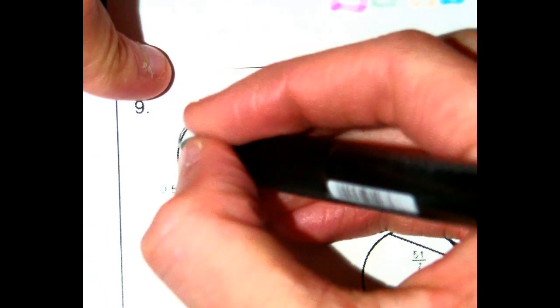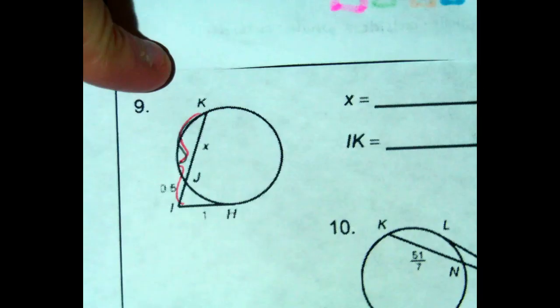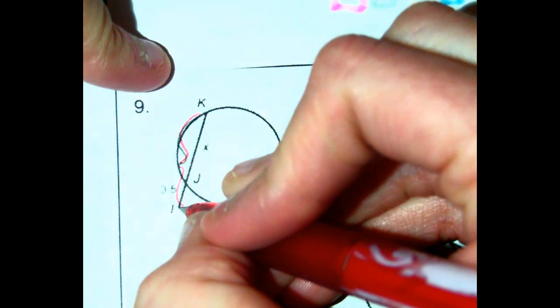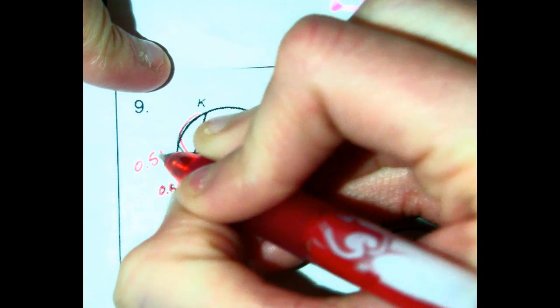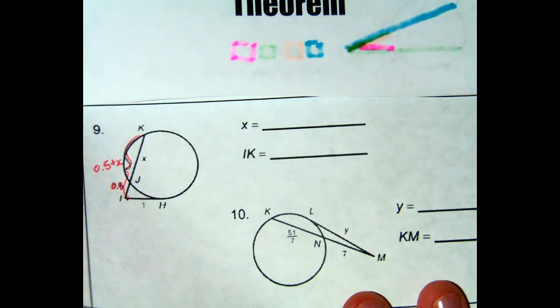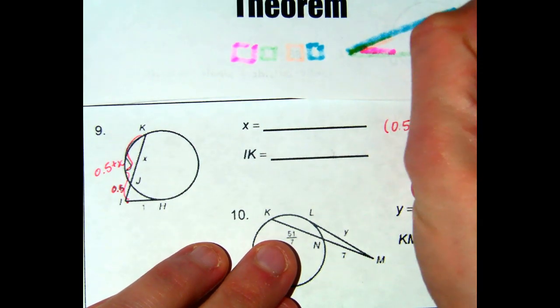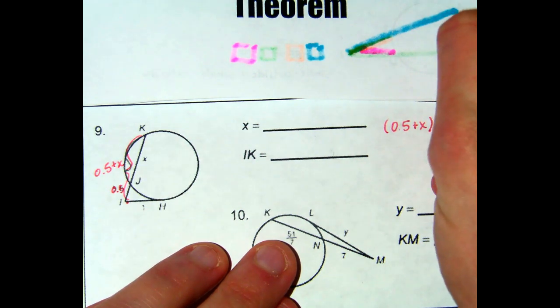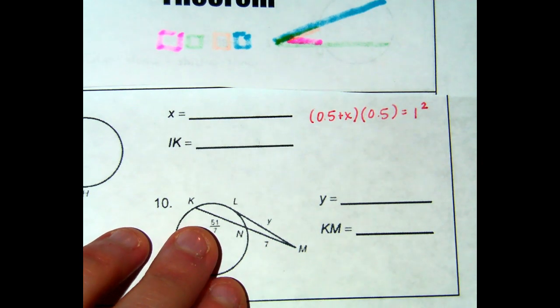First, we need to know what the entire secant is, and what is the entire secant? KI is the whole secant. This is 0.5 plus x. Alright, we are going to set up the whole thing, 0.5 plus x, times the outside, 0.5, equals, what's the tangent? 1 squared. Which is 1. Yeah, 1 squared is 1.